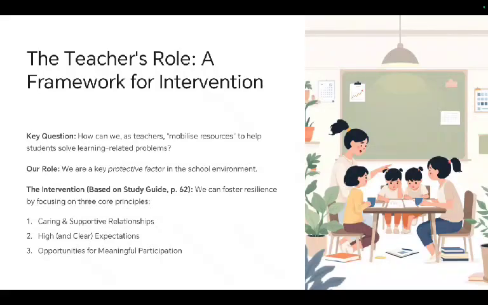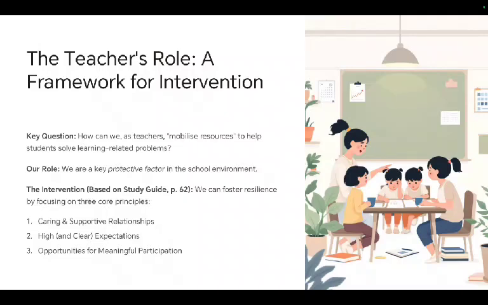The teacher's role, a framework of intervention. This brings us to our role as teachers. Our assignment asks how can we mobilize resources to help students resolve learning related problems. In this context, we are the resource. We are a key protective factor in the school environment. Our study guide on page 62 gives us a powerful and practical framework for this intervention. It shows that we can actively foster resilience by focusing on three core principles.